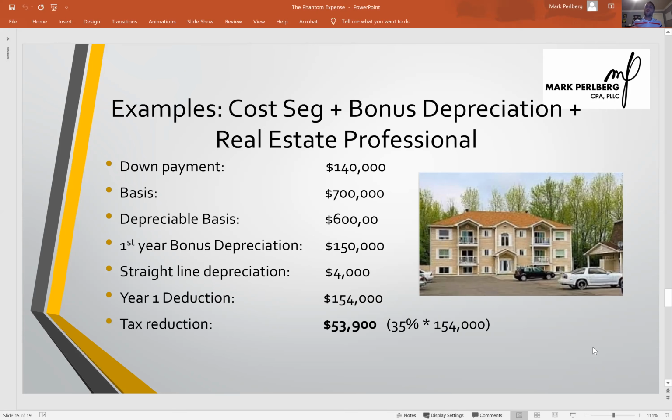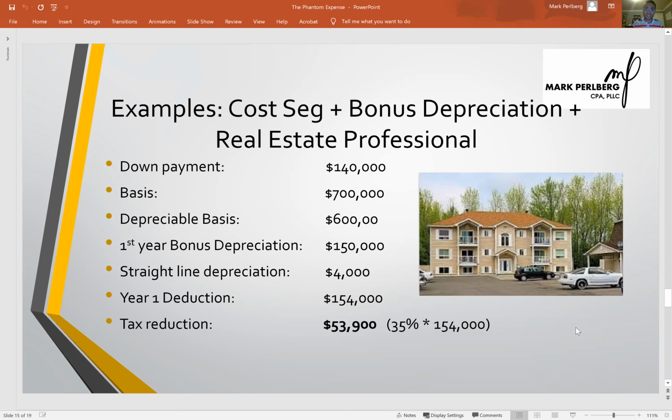So here's an example when we take advantage of all these different concepts. In this example, let's say that you have a down payment on a property of $140,000. The basis is $700,000. We determine the depreciable basis is $600,000. And we do a cost segregation study, and that could allow us to get $150,000 first year bonus depreciation. And we still get the straight line depreciation of the non-components, the building that is going to depreciate over 27.5 years. Our first year depreciation is going to be $154,000.